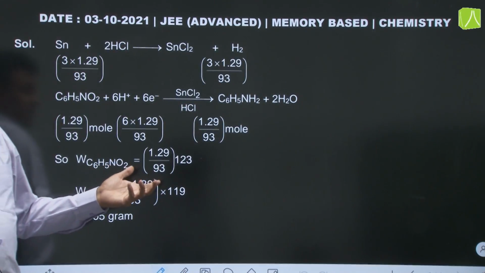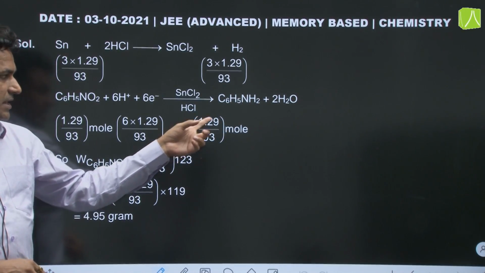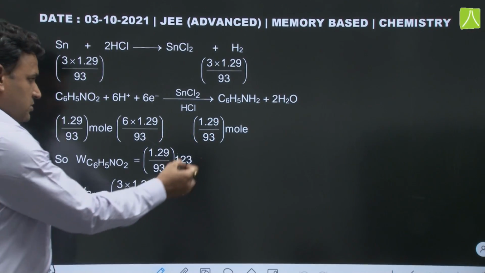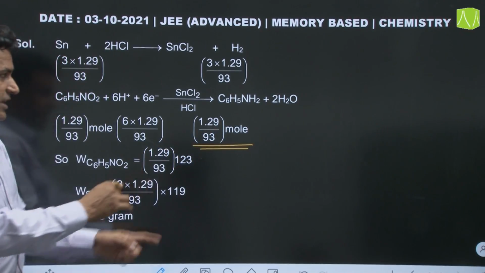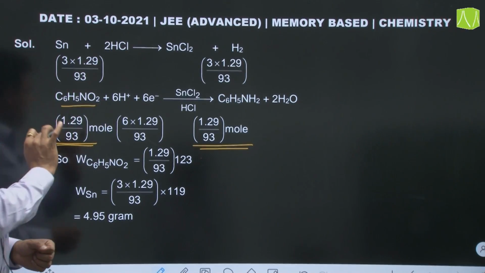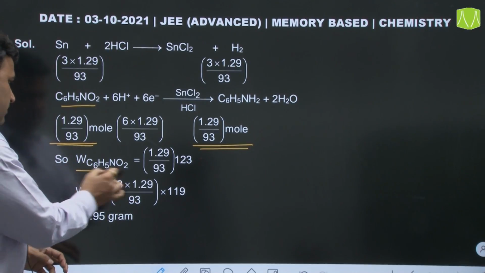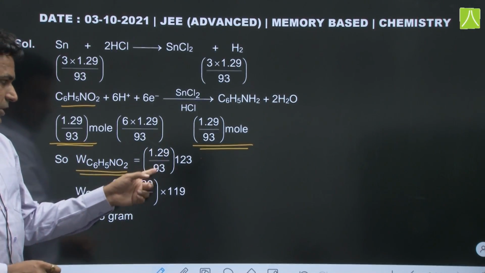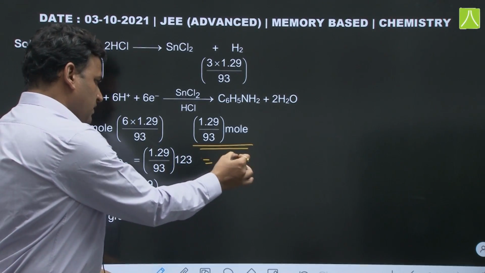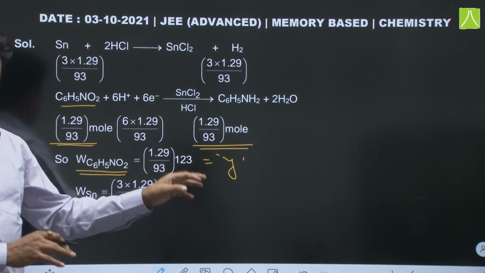So this is the solution. Out of the given amount of aniline, we can calculate the number of moles of aniline, 1.29 upon 93. That's the number of moles of aniline formed. So these many moles of aniline will require these many moles of nitrobenzene. In the question, the amount of nitrobenzene was asked. So we can calculate the weight of nitrobenzene, 1.29 upon 93 into 123. This is y. According to the equation, y gram of nitrobenzene is reacting. So this is the value of y.